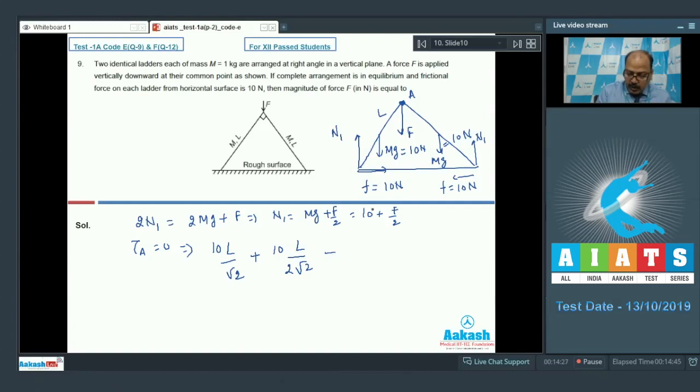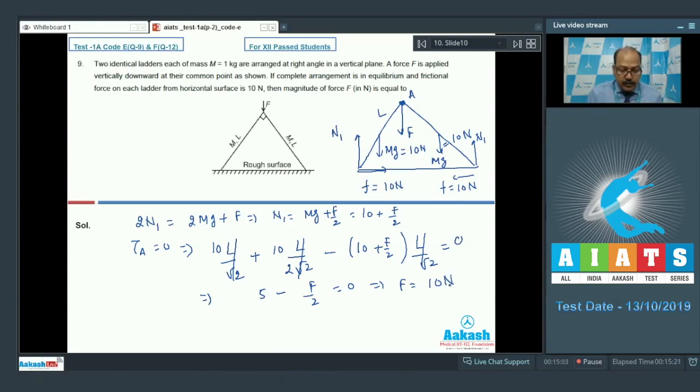minus the torque in the clockwise sense is 10 plus F by 2 into L by root 2, and this equals 0. So if I remove L by root 2 everywhere, what we get is 10 plus 5, 15 minus 10, that means 5 minus F by 2 equals 0, or F equals 10 Newton. That means answer to question 9 is 10.